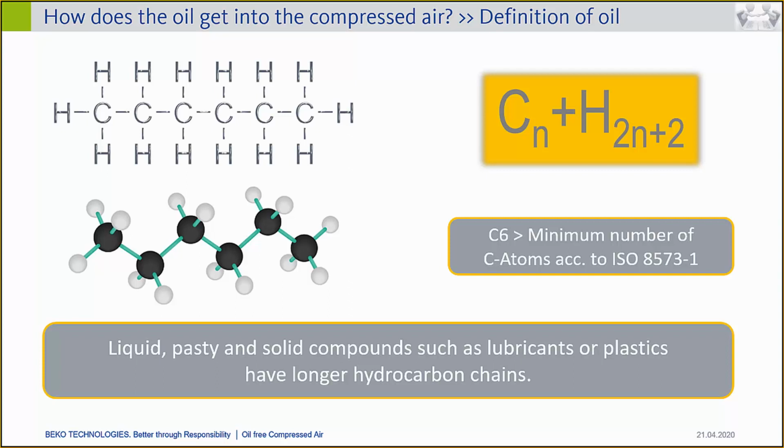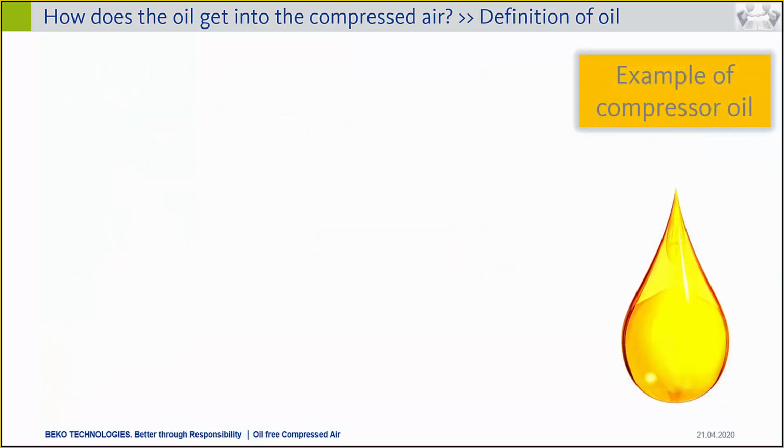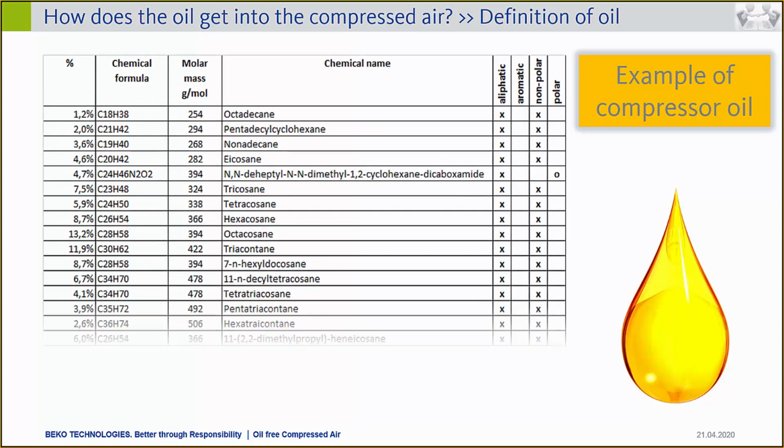Yeah, so how does a lubricant for a compressor look like? Because that is one of the most important hydrocarbons we need to consider. That is quite different. An example of one compressor oil you will see on the table, which pops up in a few seconds. And this table demonstrates that oil is not only one hydrocarbon molecule, but it always is a mixture of various hydrocarbons. And there are quite a lot here.